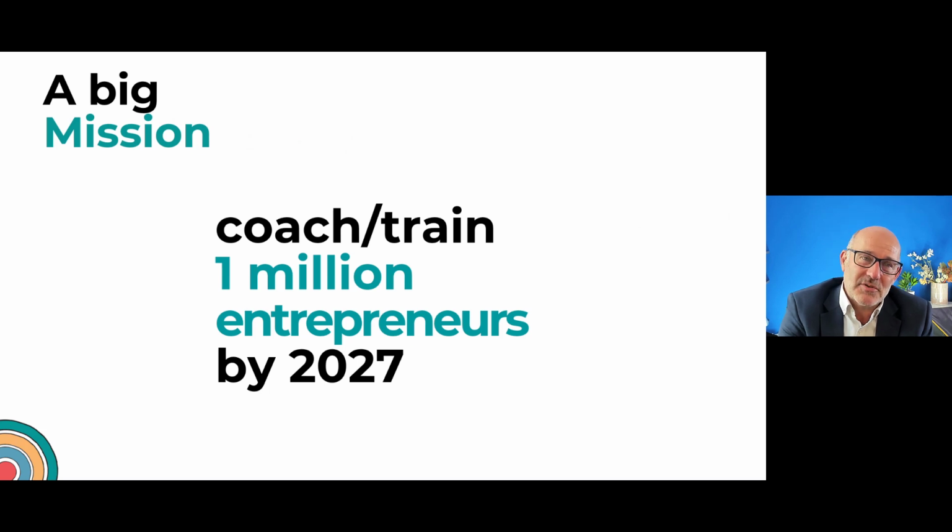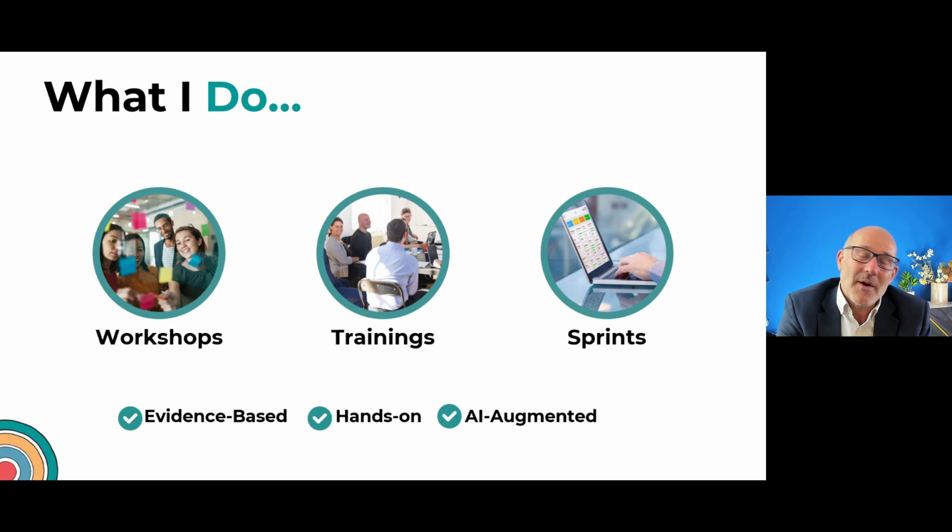I've got a big mission, a big target, which is to coach, train 1 million entrepreneurs by 2027. Now, if you'd noticed from the previous slide, I reached 5,000 students last year, which means I've got 199 years to go unless I do things more effectively. AI is a big part of those plans. What I do is I run workshops, I run trainings, and I do sprints. All of these are evidence-based, all of them are hands-on, and all of them are AI augmented.